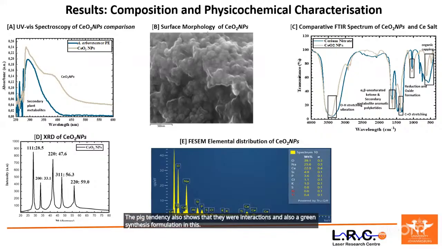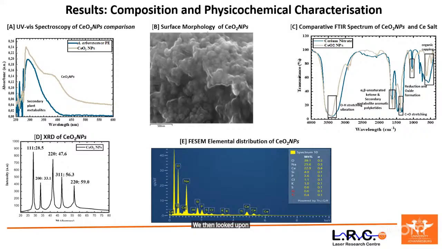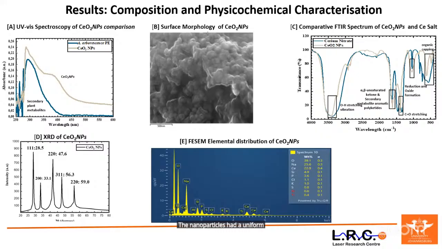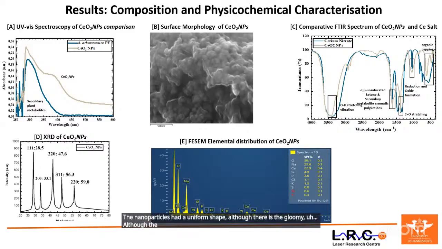We then looked at the surface morphology using FESEM, using a heat-dried method, in which we saw that the nanoparticles had a uniform shape. Although the picture also shows a gloomy or water-based hydrated aggregation, we saw that this was mostly caused by the heat process of drying our nanoparticles.